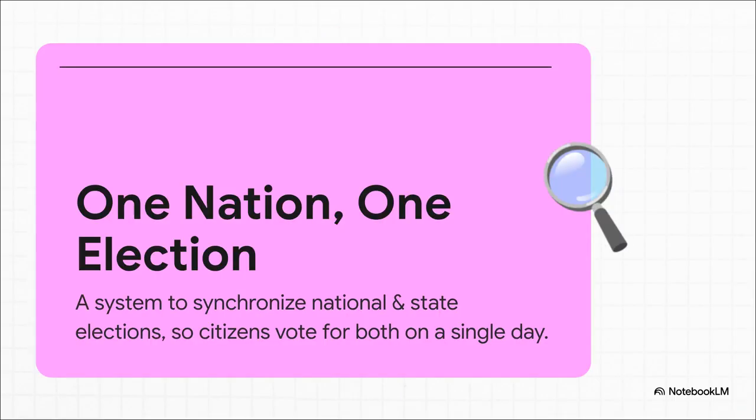Officially, this whole concept is called One Nation, One Election, or ONOE for short. The goal is simple: sync up India's massive electoral calendar into one single, predictable event. But, to really understand why this is such a hot topic right now, we actually need to go back in time and see how we ended up with the current system in the first place.